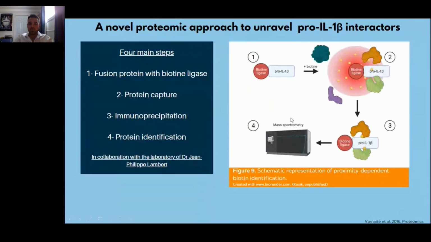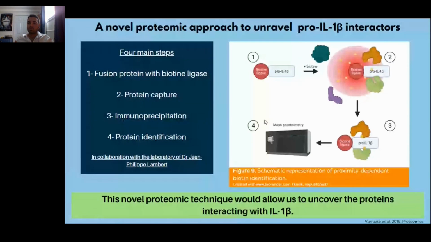Thus, this will enable us to identify, well, maybe known, but also new proteins that interact with the immature form of IL-1 beta and can activate it. Thus, we will try to inhibit these new proteins in an in vivo model of mice having the EAE disease, and hopefully this will lead to new therapeutic strategies against multiple sclerosis.